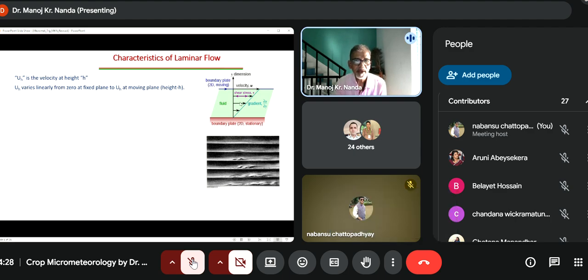So only the velocity field is changing. Near the surface it is slow, and above the surface it is faster. That velocity is changing linearly. I mean to say du by dz is a linear function of height, a linear function of your maximum velocity. That means u by h, where u at height h, so u by h is your du by dz. So this is the velocity gradient.